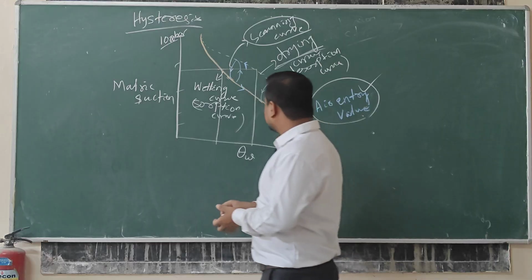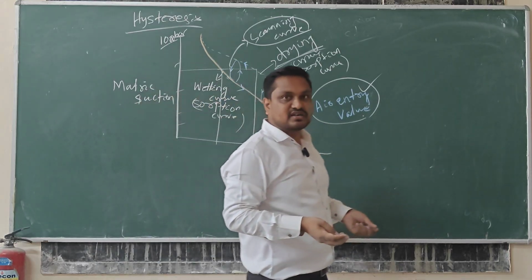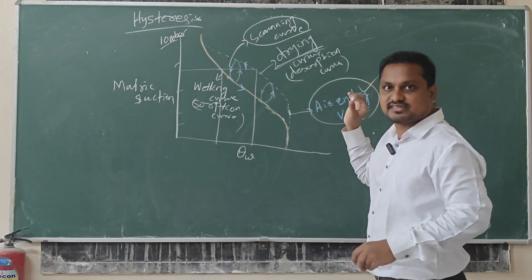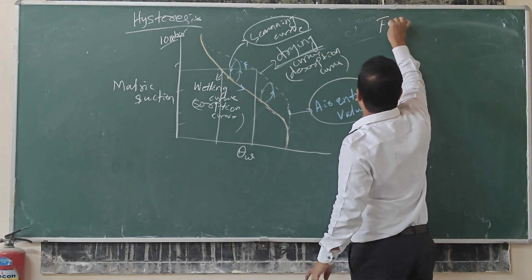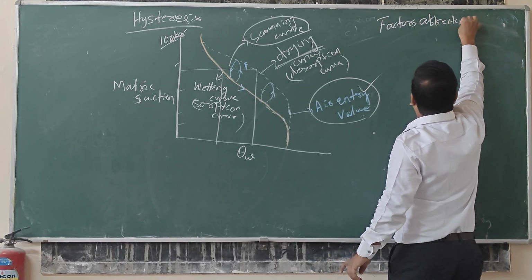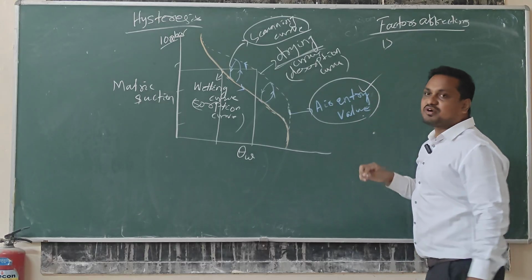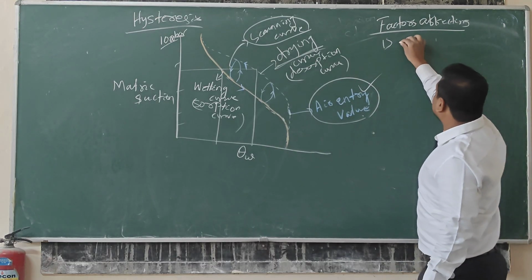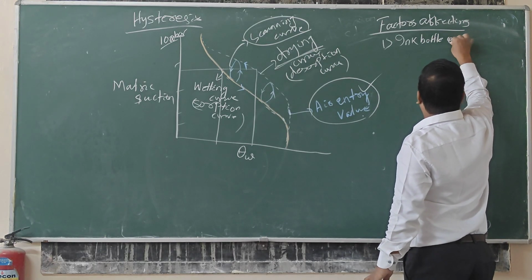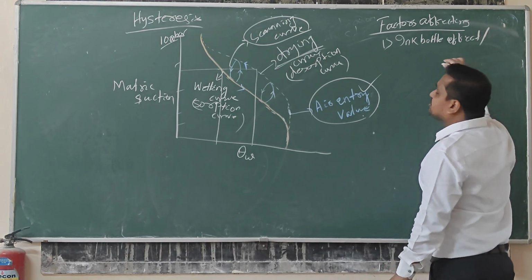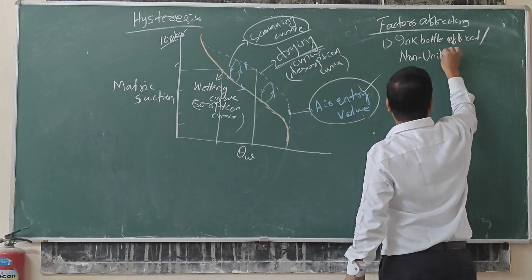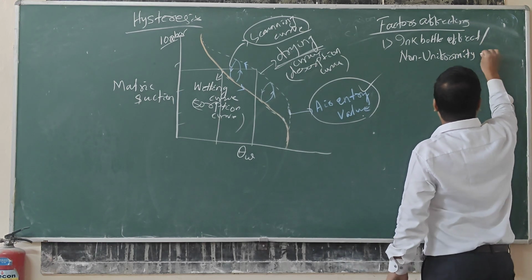Now hysteresis is very much clear. Now, what are the factors affecting this hysteresis? This is also important. The first factor is the ink bottle effect, or we can say non-uniformity of pores.